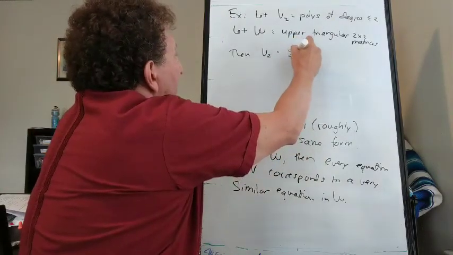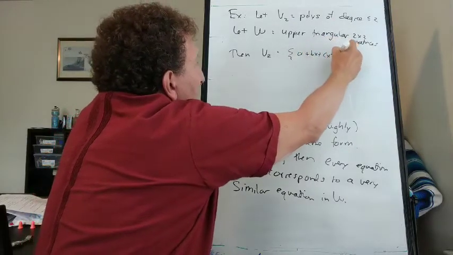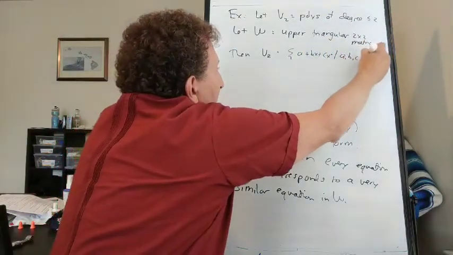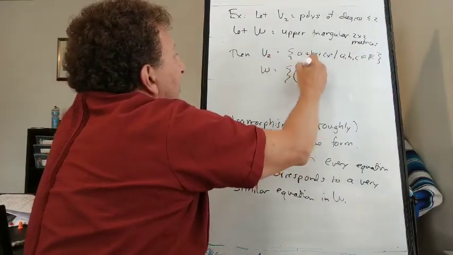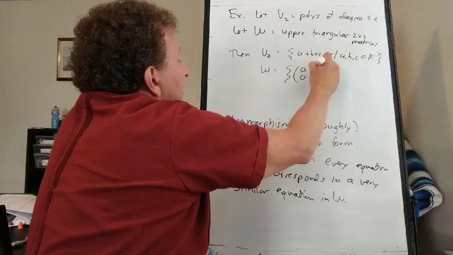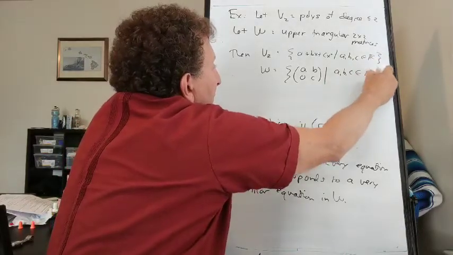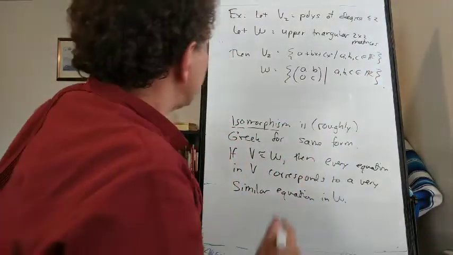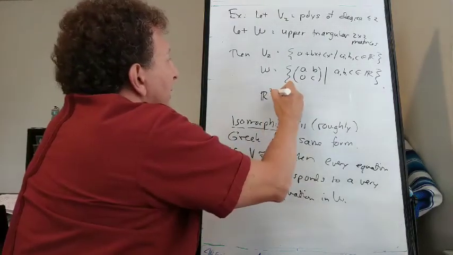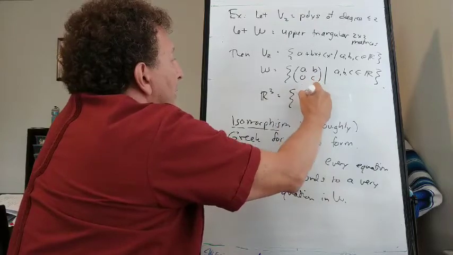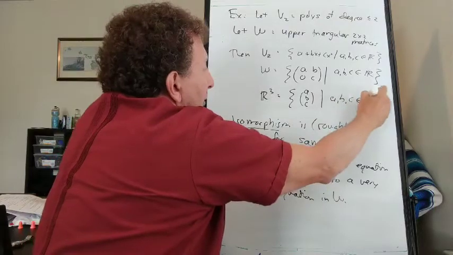So V2 is all of the elements of the form a plus bx plus cx squared, where a, b, and c are real. W is all the matrices of the form a, b, 0, c, where a, b, and c are real. These are both three-dimensional real vector spaces, so these should be isomorphic to R3, which consists of all vectors a, b, c, where a, b, c are real.